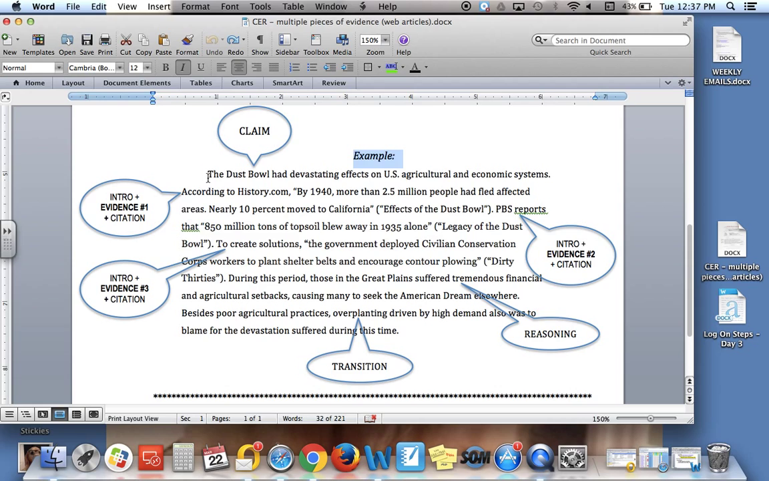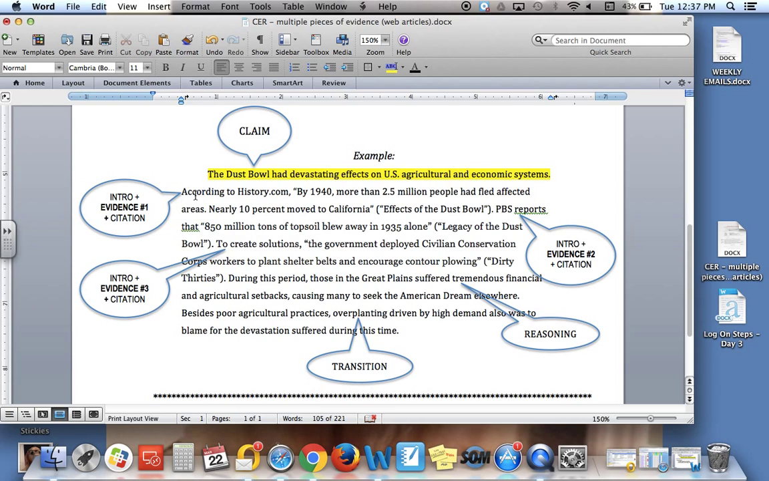Sentence number 1 is the claim. The job of the claim is to establish what's to be proven by the evidence in the paragraph. The Dust Bowl had devastating effects on U.S. agricultural and economic systems. This is the statement that I'm working to prove.